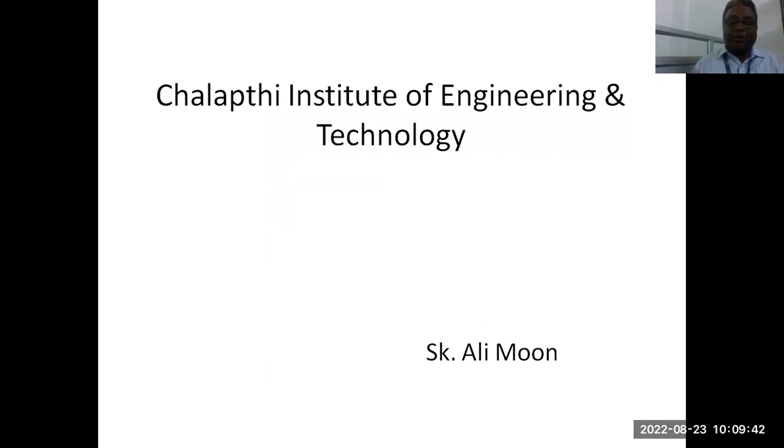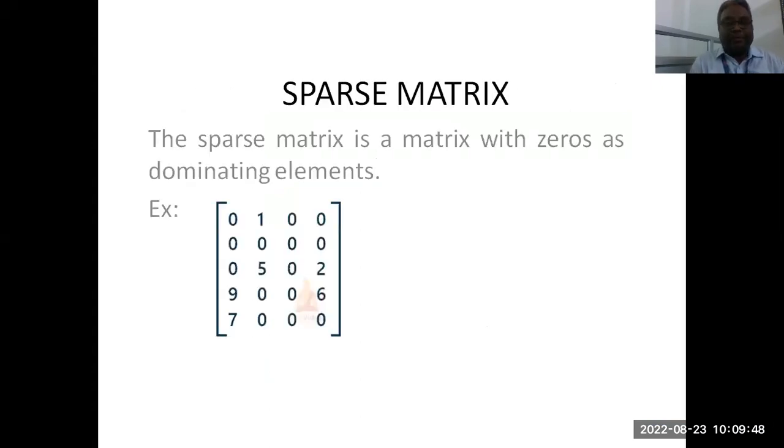Today, I'm going to discuss a topic, sparse matrix, from data structures. Coming to the definition of the sparse matrix: a sparse matrix is a matrix where we have a large number of zeros and very few non-zero elements. So look at the example.